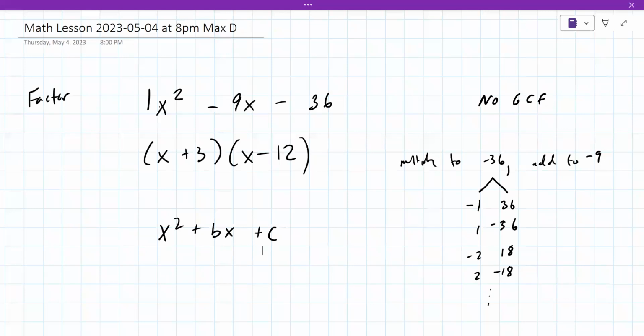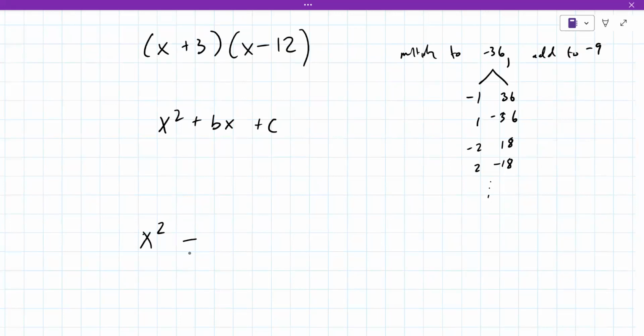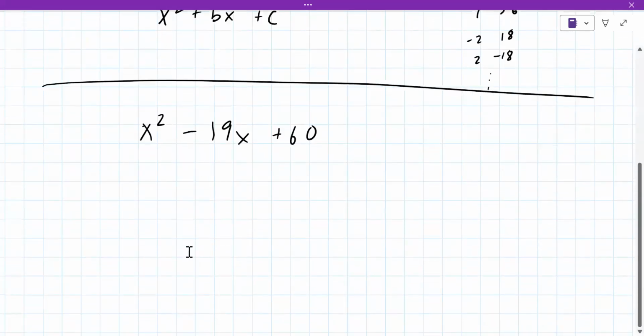Yes. Yeah, okay, cool. So here's another one for you to think about. x squared minus 19x plus 60. This is the same form. Okay. So x squared minus 19x plus 60. So two things that multiply to 60, add up to 19.